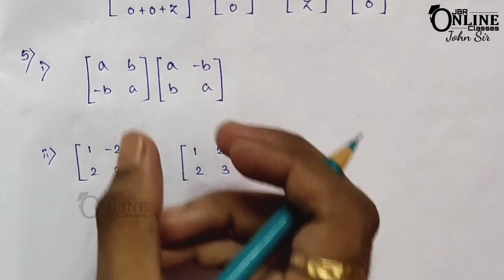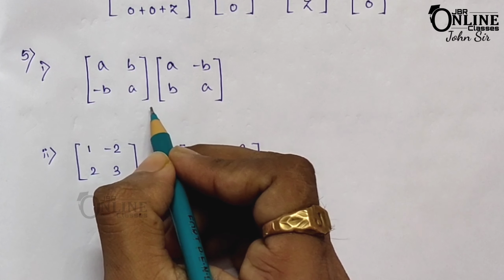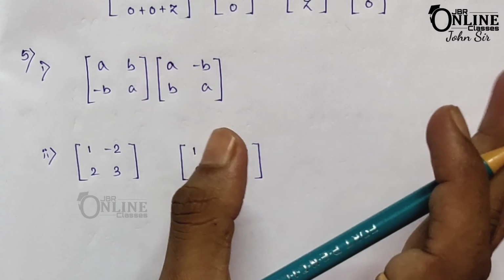Now sum number 5, 1. So in sum number 5, 1 you have to multiply these two matrices, and the first one here is 2 cross 2, the second one you have also 2 cross 2 matrix.